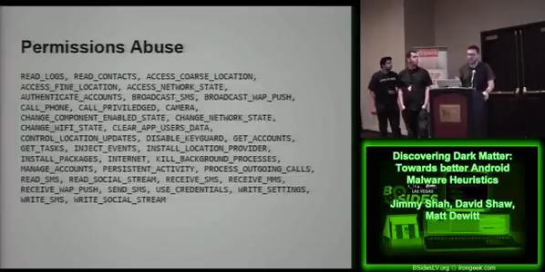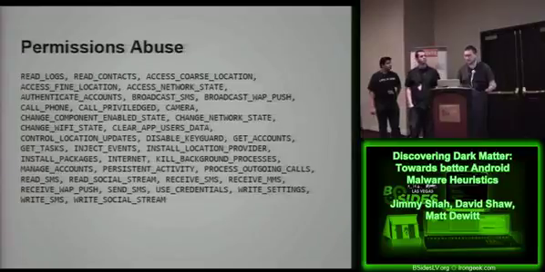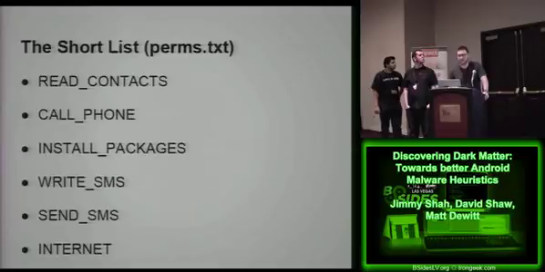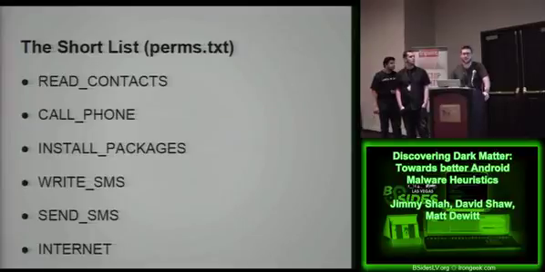But if you look at this, reading the phone logs, internet access, write to the social stream, send and then write and then send SMS, persistent activity, install packages. There's a lot of really potentially bad permissions here that you want to make sure that you're looking at. But since this is a lot and it's sort of out of scope for the whole talk, we narrowed it down to 6. We're going to call this perms.txt. We'll actually be using that a little bit later. So we're looking at read contacts, call phone, install packages, write and then send SMS, and unrestricted internet access.